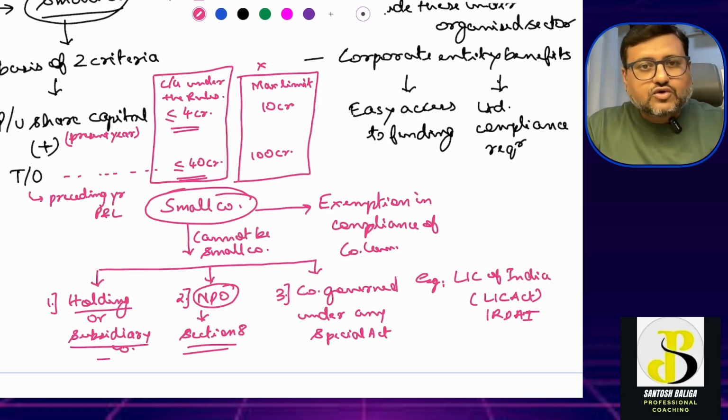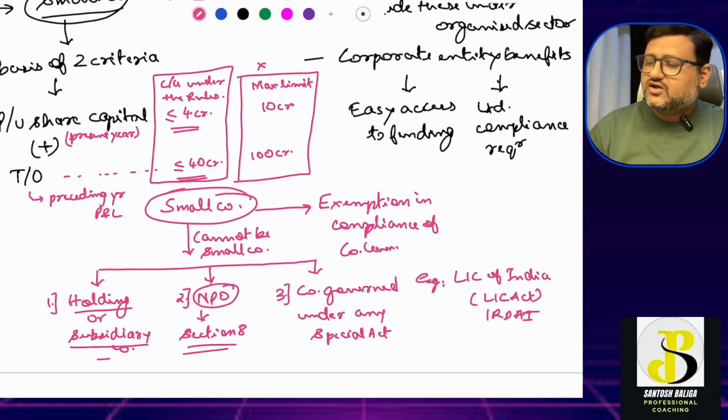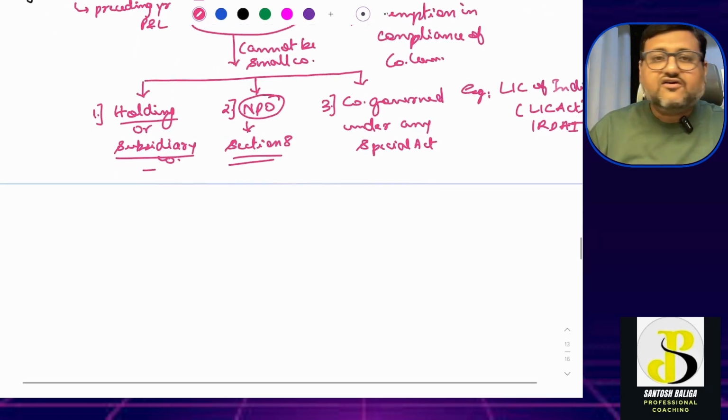If these two criteria have been met, and such company shall not be a holding or subsidiary company, it shall not be a non-profit organization under Section 8, and it shall not be governed under any special act. If it is falling under these three exceptions, then it cannot be termed as a small company. So we have understood the criteria and the concept of small company. Let us go ahead and do some scenarios so that we are able to understand it further.